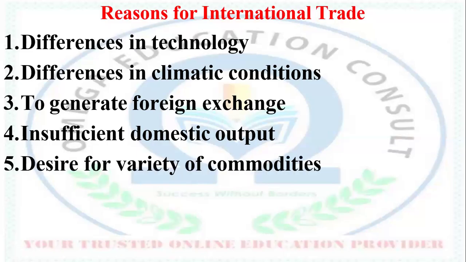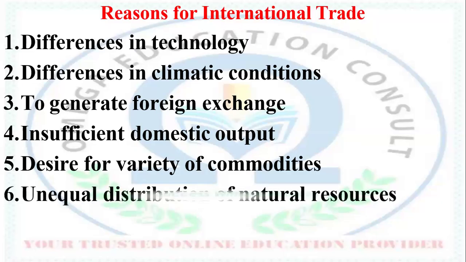Right. The next reason for international trade is the desire for variety of commodities. Sometimes countries can produce a lot of other commodities, but the citizens may want to use commodities from other countries. And variety is the spice of life, we say. So countries like Japan, they can produce phones, computers, cars. However, they import phones, computers, and cars from Germany, from China, from the US, from the UK, because their citizens would like to have access to variety of products produced in other countries.